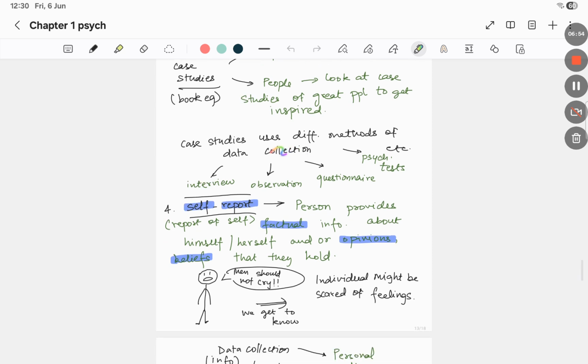So case study uses different methods of data collection. So when you're doing a case study on somebody, you use an interview method. You might collect information from them on a one-to-one basis. You might observe them in their natural environment. You may give them a questionnaire, or you may administer psychological tests to test for various psychological attributes.